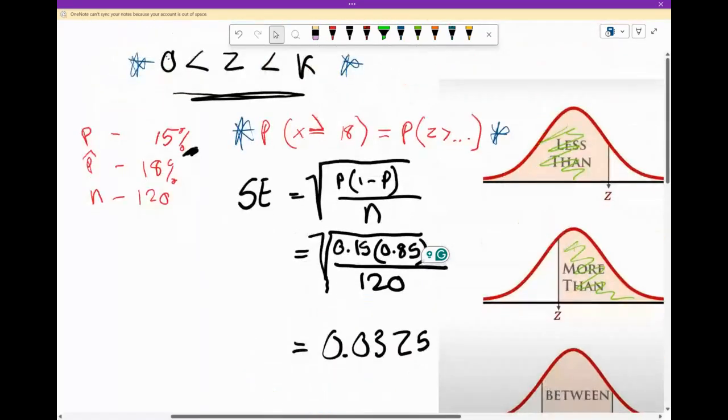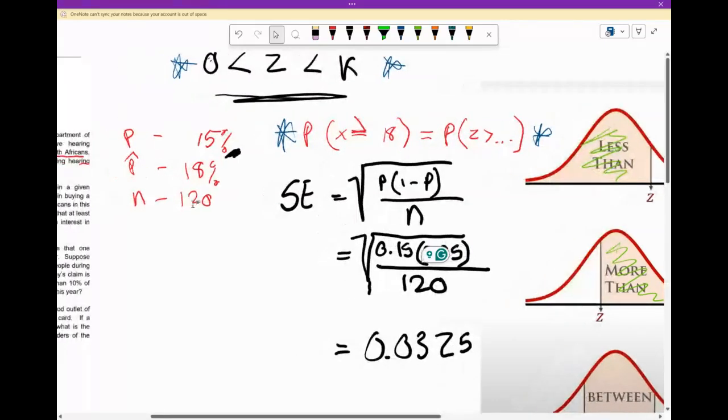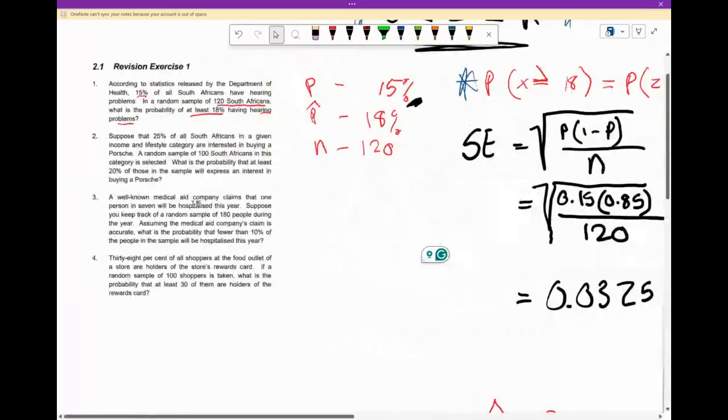Let's do one more here. Which one should we do? Okay, let's do the second one. These are all population questions. When we go to revision exercise 3, you'll see that those ones are mixed, population and mean.